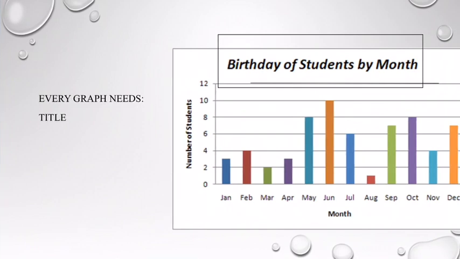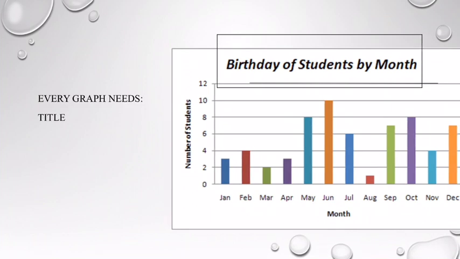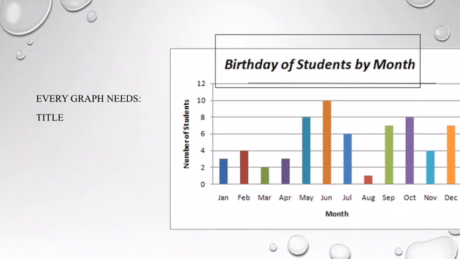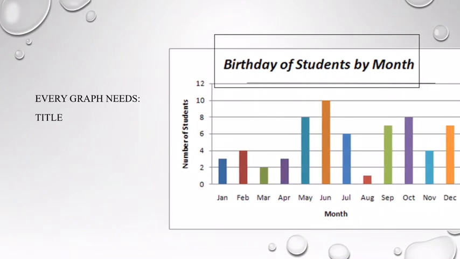And every graph needs three things. You need a title. A title of the graph tells you what the graph is about. This graph says birthday of students by month, so it's counting how many students had their birthday in different months.